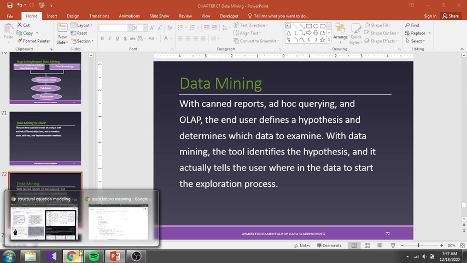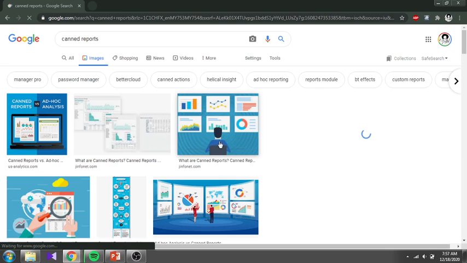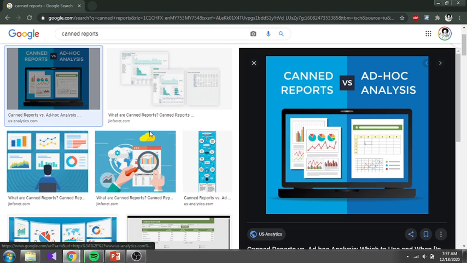Canned reports, sorry. Canned reports perform pre-formatted reports distributed to the whole organization or specifically defined user groups. This type of report is traditionally scheduled for delivery at a specific time of the day or accessible anytime through a web portal. Okay, like this one. It's not like ad hoc. It's more simple, mostly one or two pieces put together. Okay, that shows the data visualization on pie charts or graphs and bar charts.